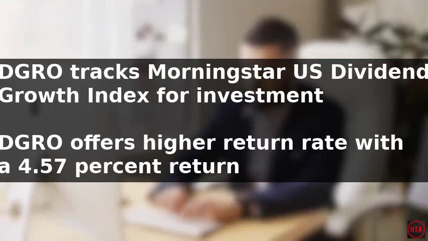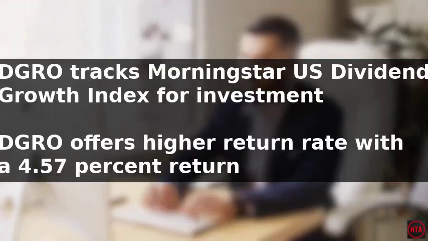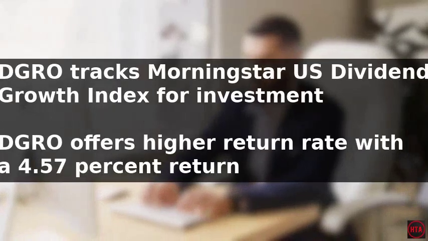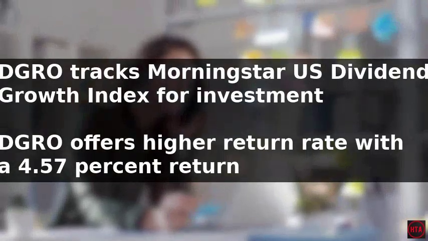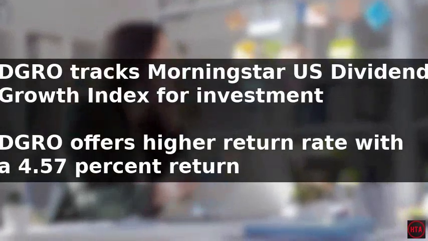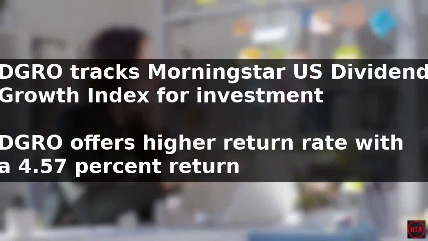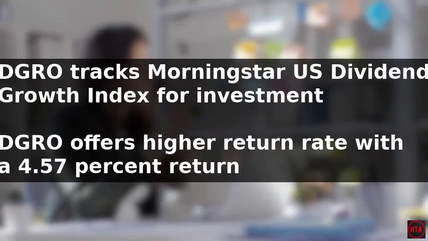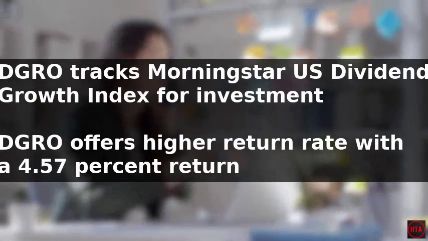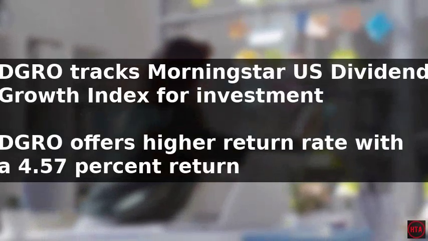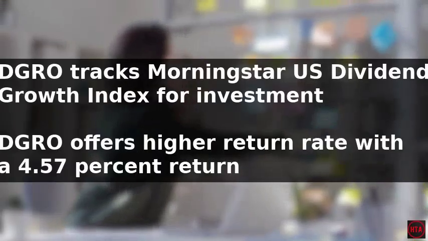The differences between two popular investment options, DGRO and SCHD, lie in their underlying indices. DGRO is an indirectly managed ETF that tracks the performance of the Morningstar US Dividend Growth Index, whereas SCHD is a passively managed ETF that tracks the Dow Jones US Dividend Growth Index.